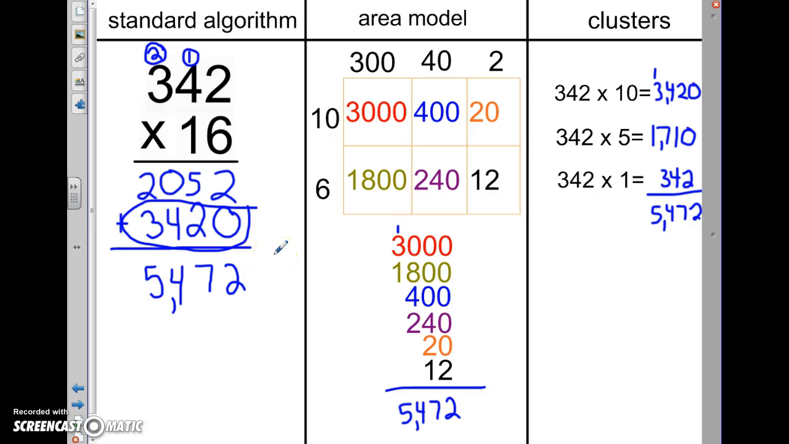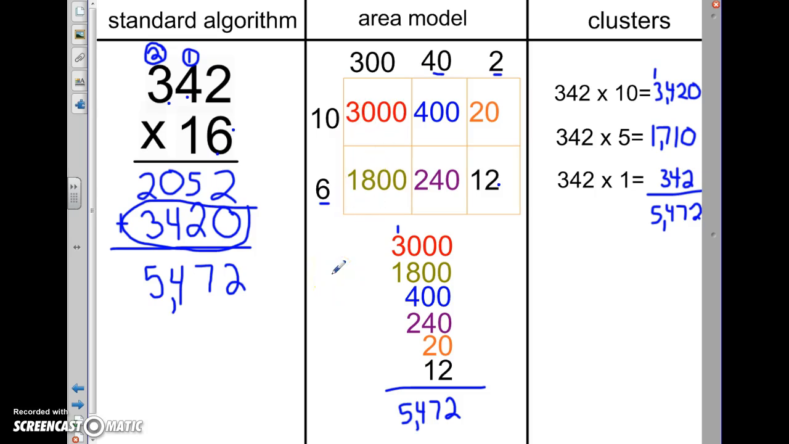So it's just important to realize and to see that when we use these different strategies, the reason that they work is because they're all connected. We're doing the same thing. When we use a standard algorithm and we go 6 times 2, look at what we do right here. 6 times 2, right? And then we did 6 times this 4, but it's not really a 4, it's a 40, right? So 6 times 40 gave us 240. And 6 times this 300 gave us the 1800. So in each one of these, we're all doing the same things. We're putting groups of numbers together, which is what multiplication is.